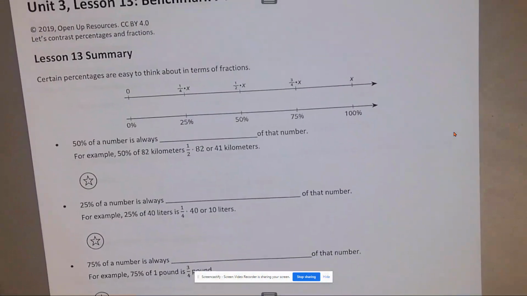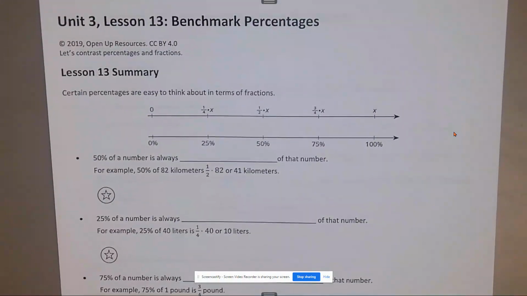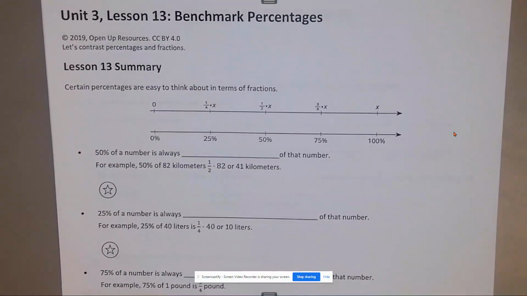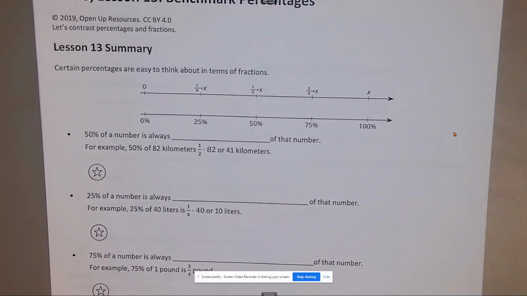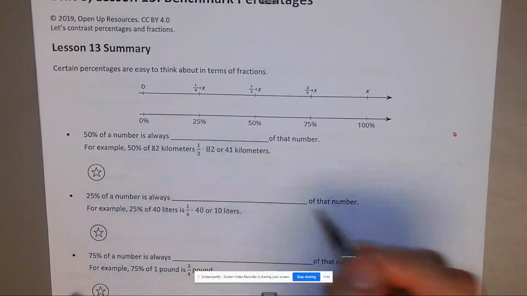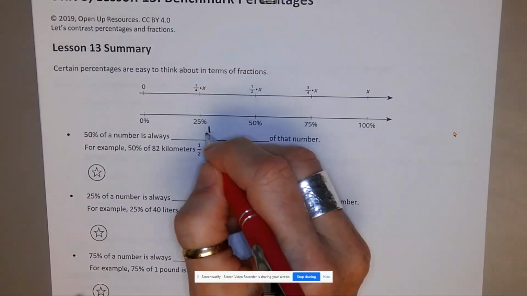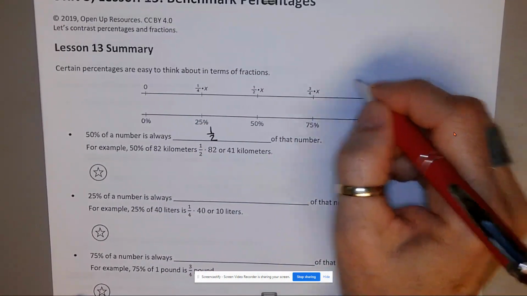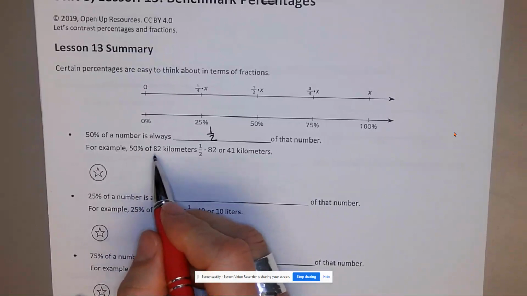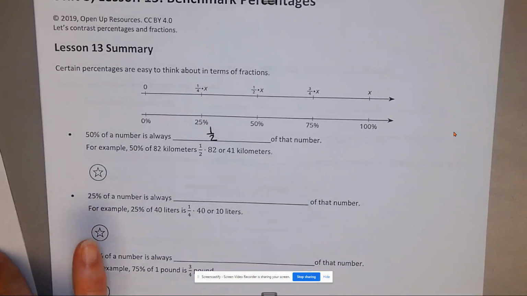And that brings us to lesson 13. Now we're thinking of what if we just do fractions instead of numbers? And a lot of our basic percents or basic fractions work really well. So if we look at this double number line, 50% is always half of the number. So no matter what this number is, 50% is half of it. If my number was 82, 50% or half of 82 is 41 kilometers.